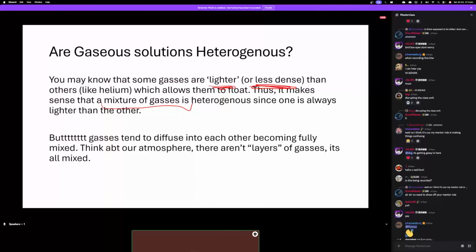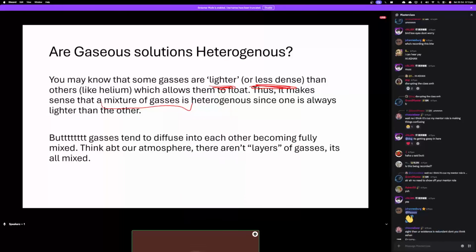So think about the atmosphere. There aren't layers of gases. Everything's mixing with each other. The helium example is because it's typically in some balloon, and the gas in there is not touching the outside. So this is just lighter.